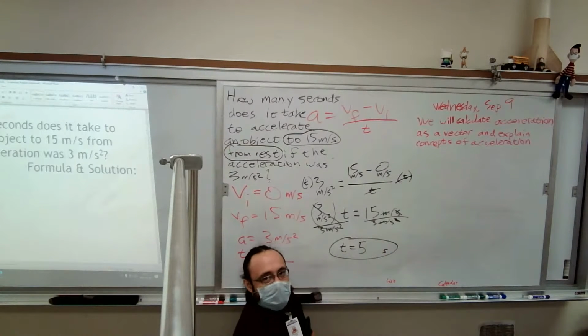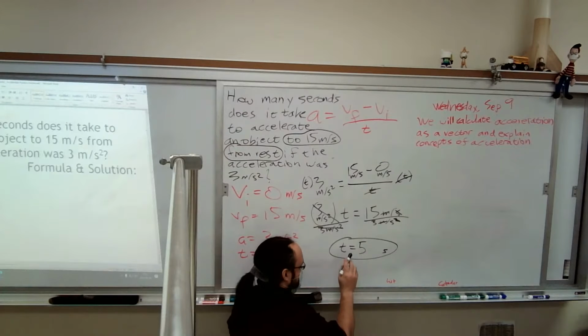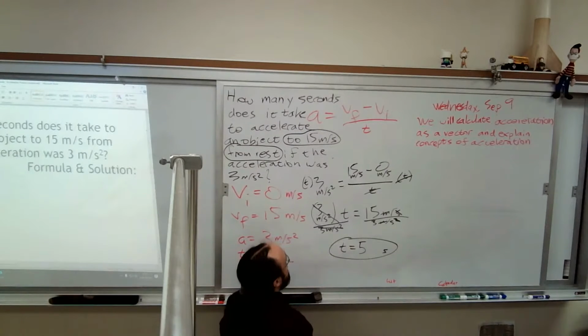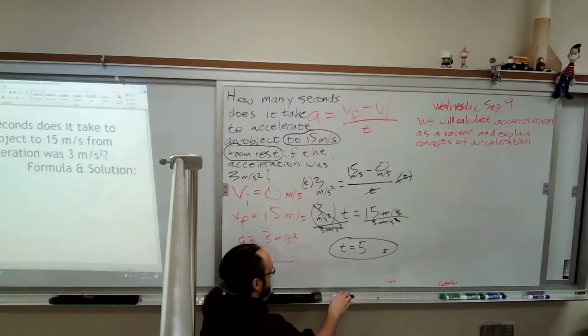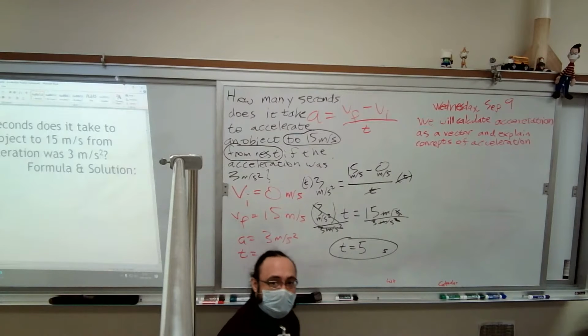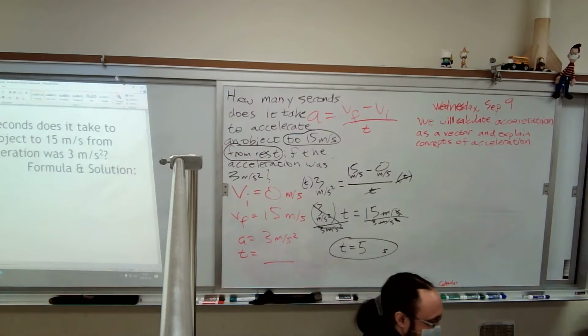But you don't have to worry about the units there if you don't want to. As long as you put it down here, time is 5 seconds. You know it's seconds because time is supposed to be in seconds. And there's an example. I hope that helps you all solve the problems on the assignment.